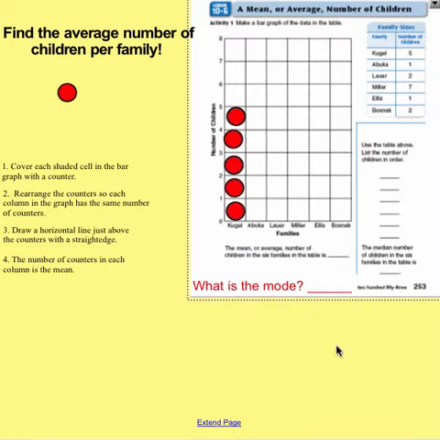I think it's the Abuka family next. Perfect. Oh, small family, only 1. There we go. Next one is Lauer, and they have 2. 1 and 2. Ooh, that's not lined up. It's important to make sure everything's lined up in our graph. There you go. The Miller family?